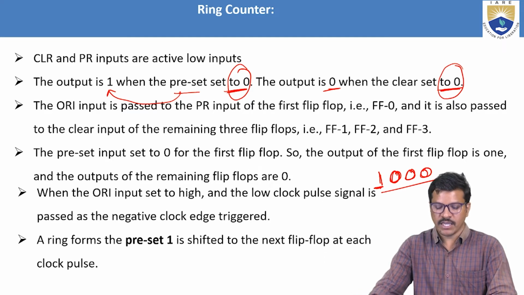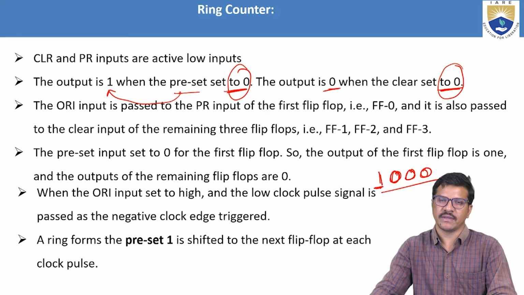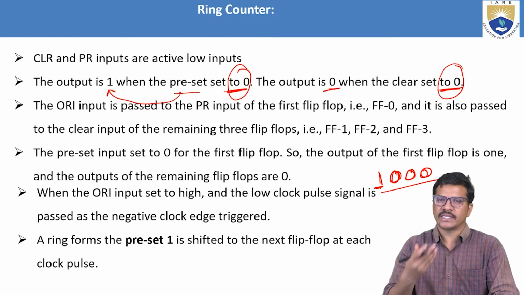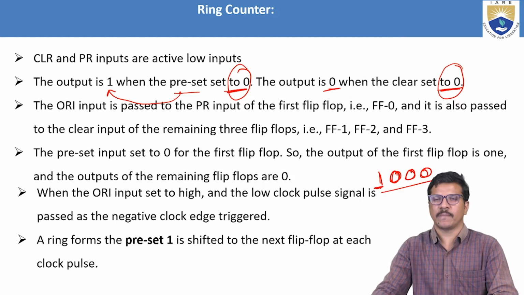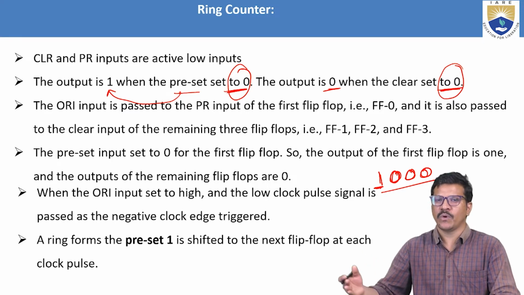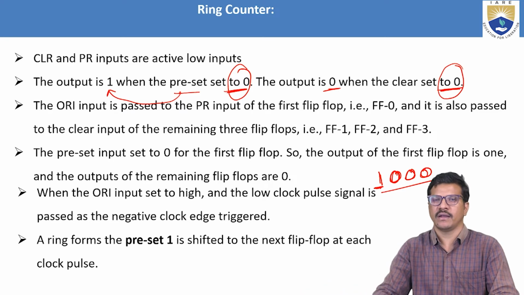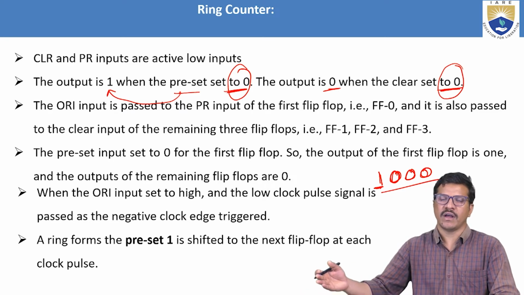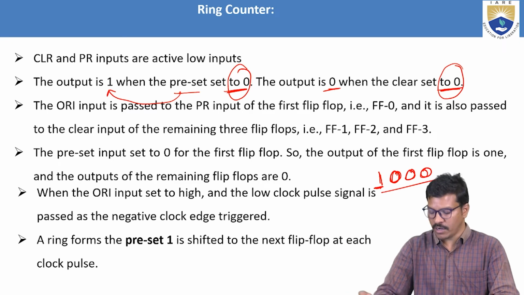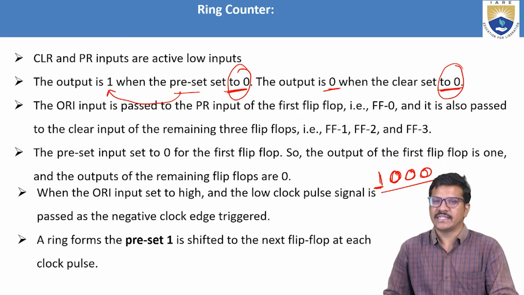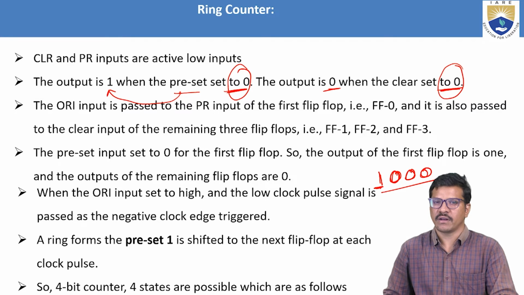In a ring counter, the preset 1 is shifted to the next flip-flop at each clock pulse. So every time we provide a clock pulse, the logic 1 that we assigned to the first flip-flop is shifted to the next flip-flop for one clock pulse, and shifted to the next flip-flop for the next clock pulse. Likewise, it will be repeated until it reaches the last flip-flop and gets back to the normal initial position. Let us see the same thing in a figure.